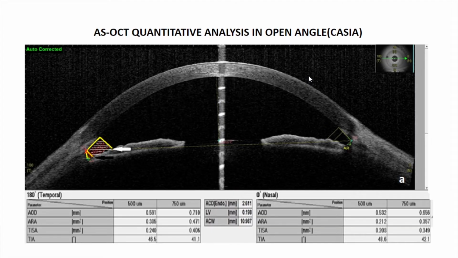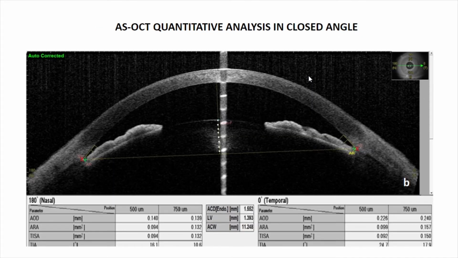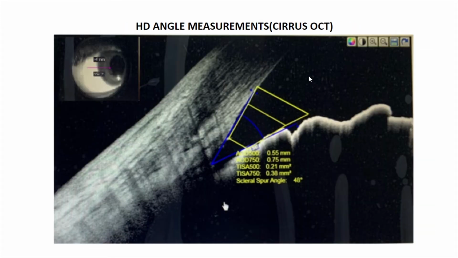This is an image of ASOCT quantitative analysis in open angle, which is showing the angle opening distance, angle recess area, and other quantitative parameters. This is the quantitative analysis done in closed angle. This image is showing us the HD angle measurements for the Cirrus OCT machine.